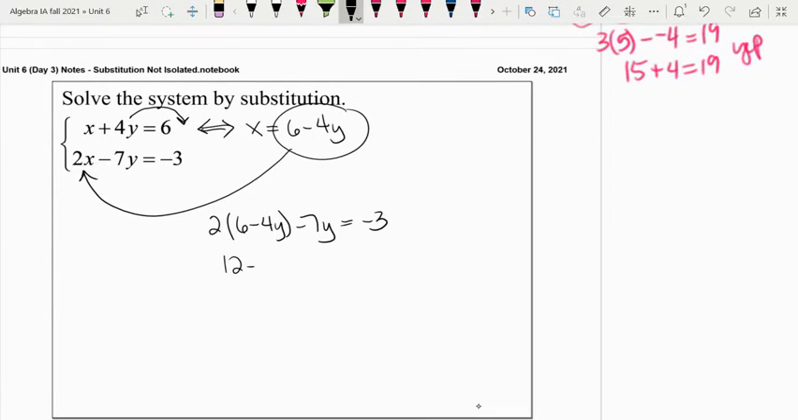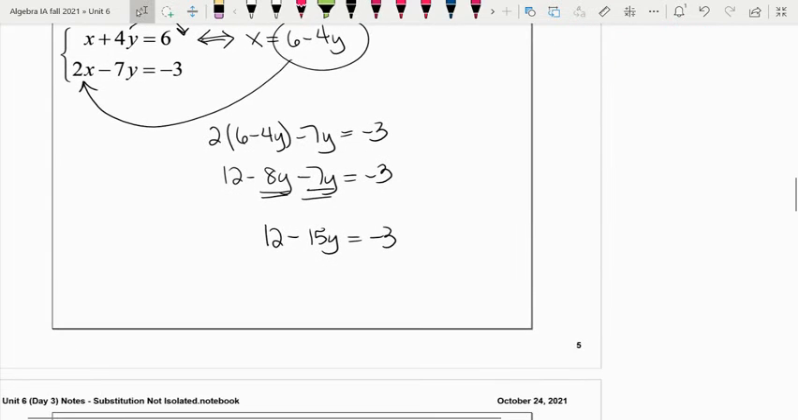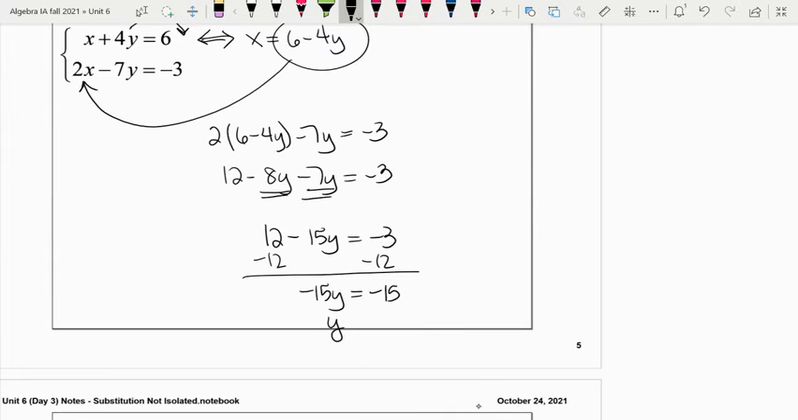Distribute, so we get 12 minus 8y minus 7y equals negative 3. These two are on the same side, combine like terms. So 12 minus 15y equals negative 3. So subtract 12, subtract 12. So negative 15y equals negative 15. Divide, divide, so y is 1.